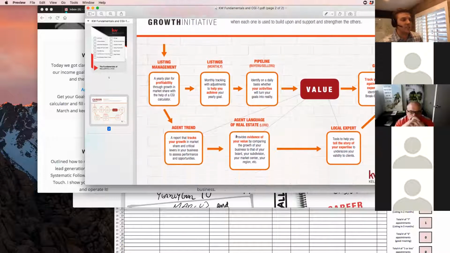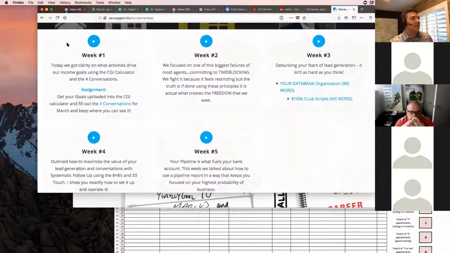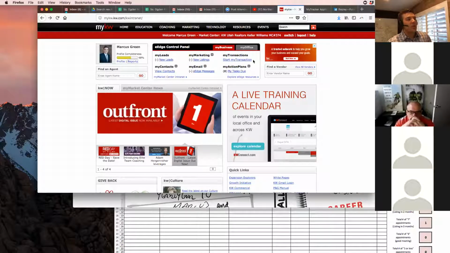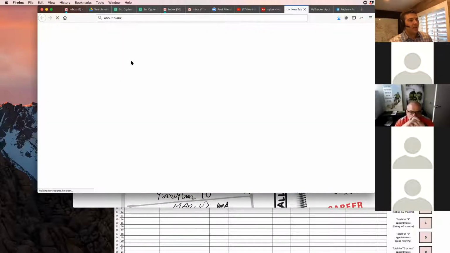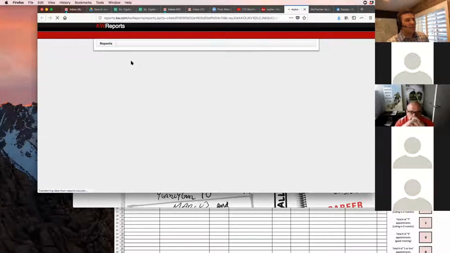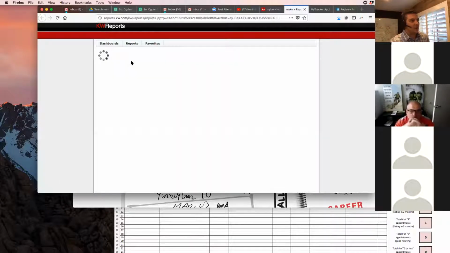First things first, let me show you where to find the agent trend report. When you log into MyKW, this is the page you come into. If you click on reports right underneath your name on the top left-hand corner, you see where it says reports. You click on reports there. This always takes a minute to load because it's sifting through. Mine actually takes a little bit longer because it has access to all the agents' information. Yours will just have your information in here.